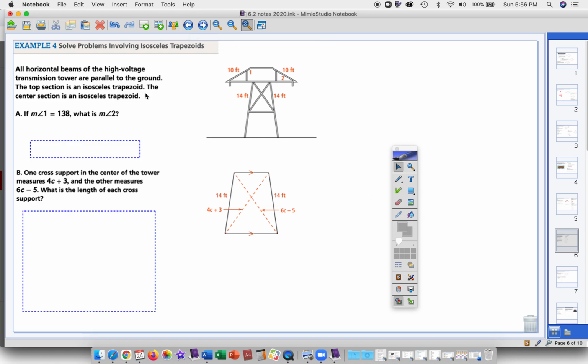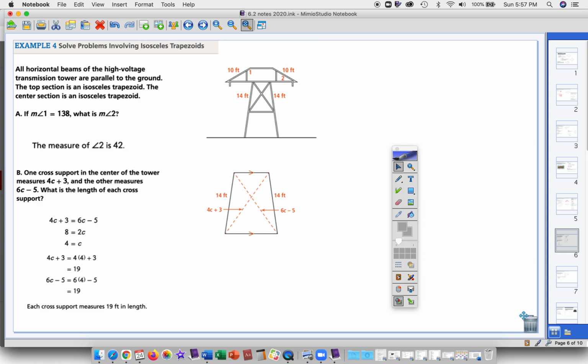Okay, let's see how you did here. We have an isosceles trapezoid up here at the top. We're told angle 1 is 138 degrees, so angle 2 is its supplement. Okay, here we're asked for the length of each cross support. Because this is an isosceles trapezoid, we've got congruent legs. We can set those expressions each equal to each other. C is equal to 4. We can plug in that value and get the length of 19 feet for each cross support.